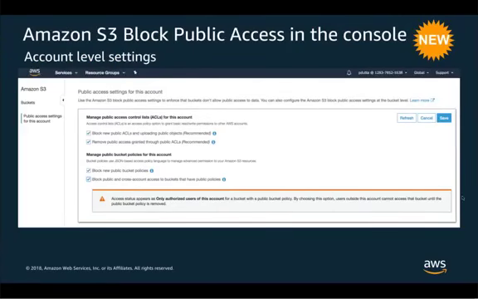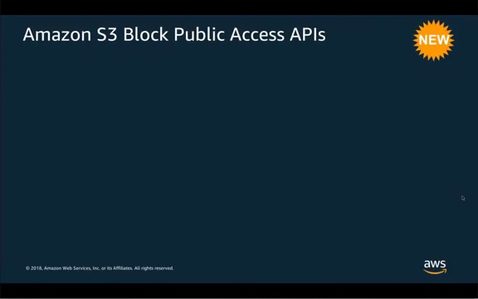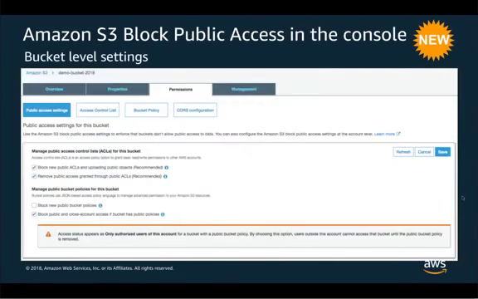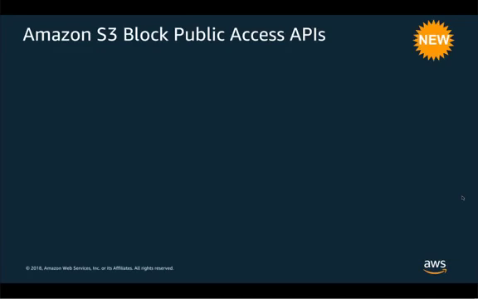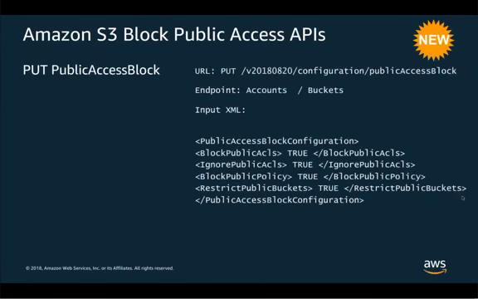Let's go back to our slides. Here you can see the bucket level settings that I was showing you in the console. You can also enable these settings through APIs. The API name is called put public access block. It's a configuration file, so you can see the XML object here, which is public access block configuration, and all the 4 settings that you need to enable with true when you are applying to the account or the bucket. So it's the same API that you point to an endpoint, which is the account or the bucket.